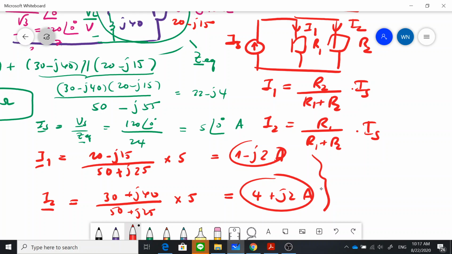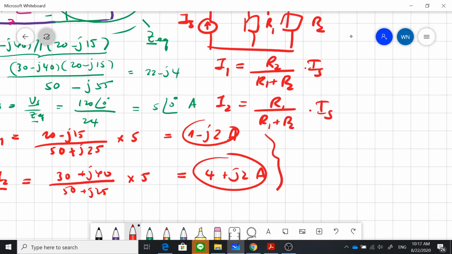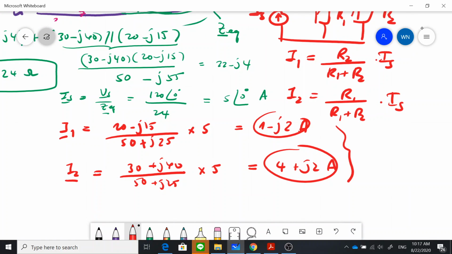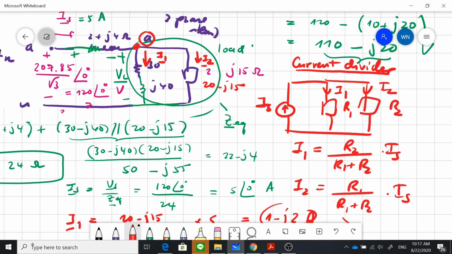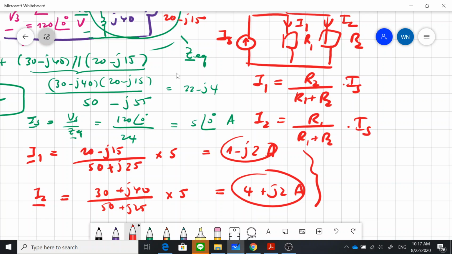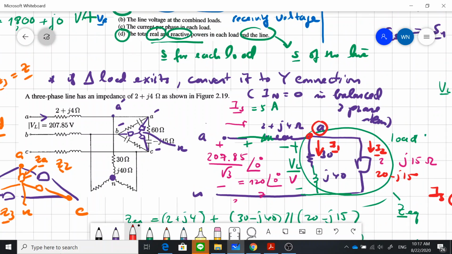This is also the answer, because the problem asks you for problem C. Problem C is the current flowing into each phase. So this is the current flowing into each of the phases. Now let's compute question D.